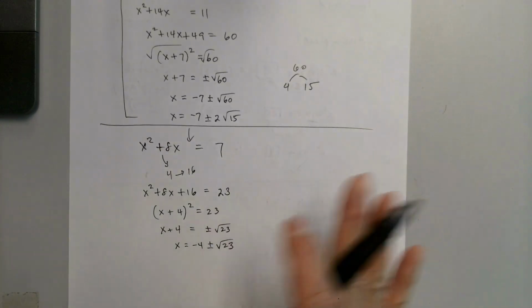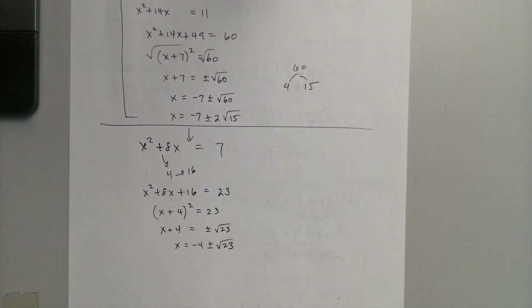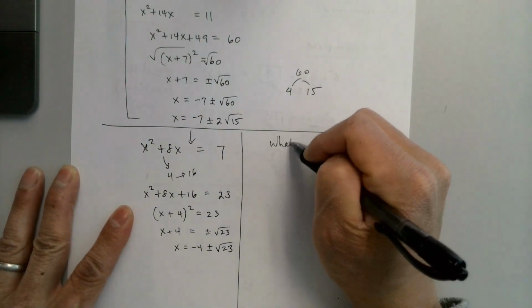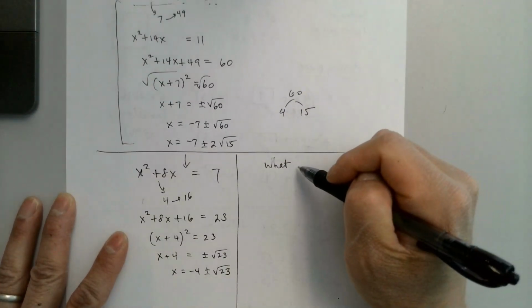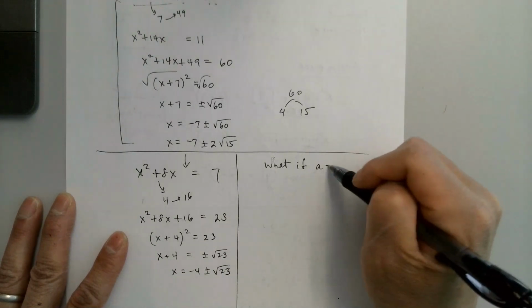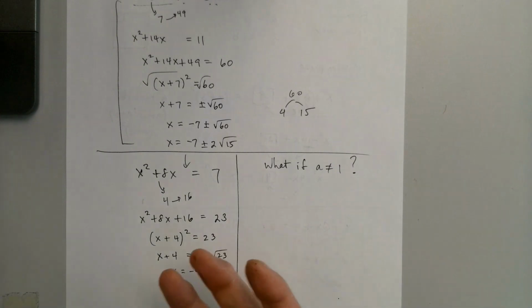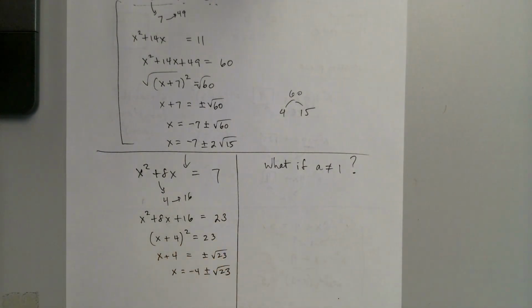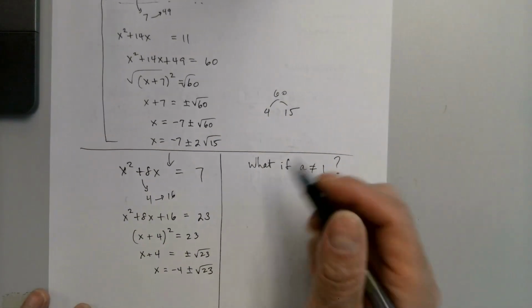Okay, if you want to pause at any moment, go ahead to review any of this stuff. Right now, I'm going to show you a different kind of trinomial, because all of these trinomials had something in common. A was 1. But we know trinomials don't always have a equals 1. What if a is not 1? Do I do it the same way? Well, yes and no.